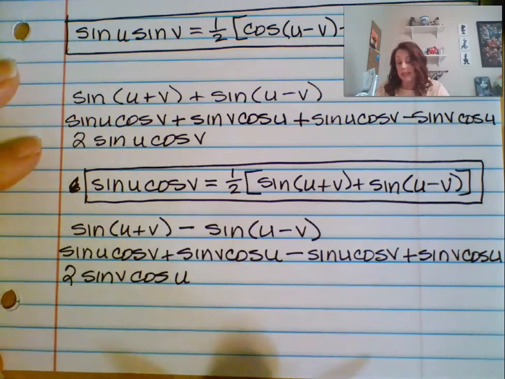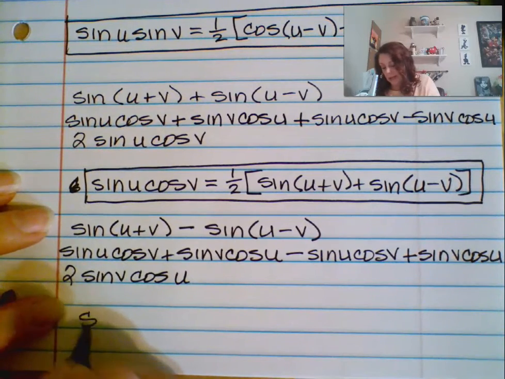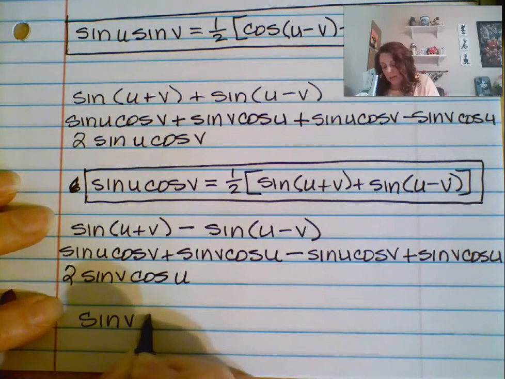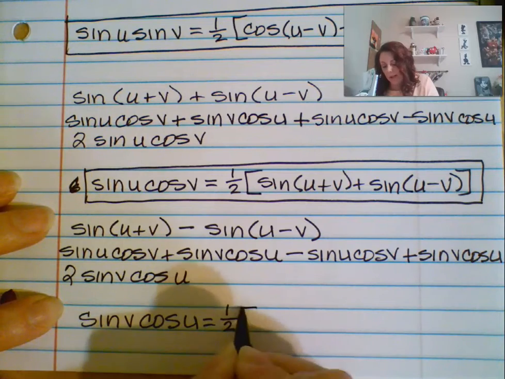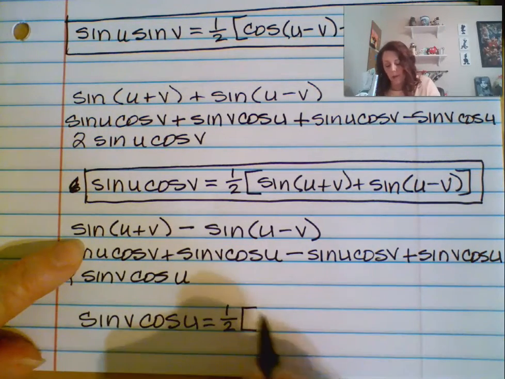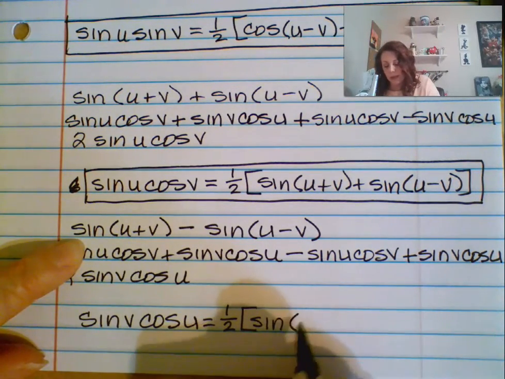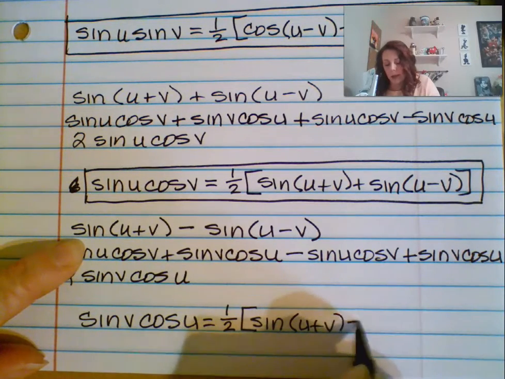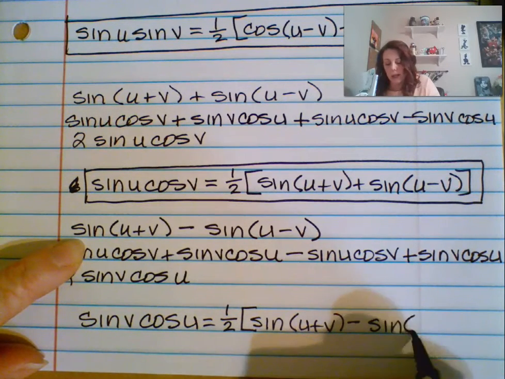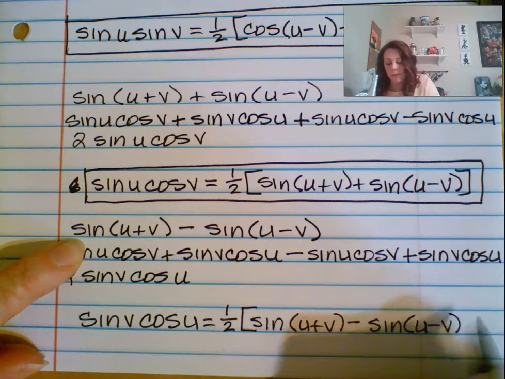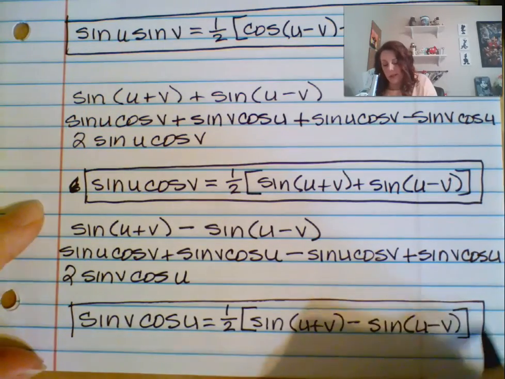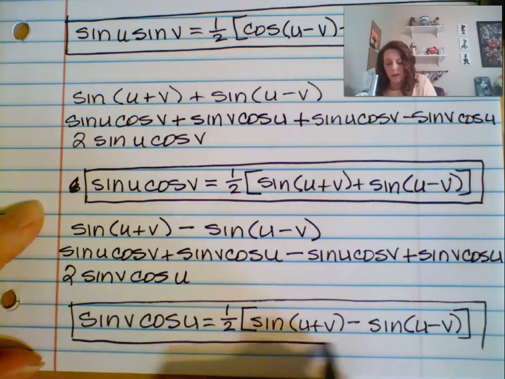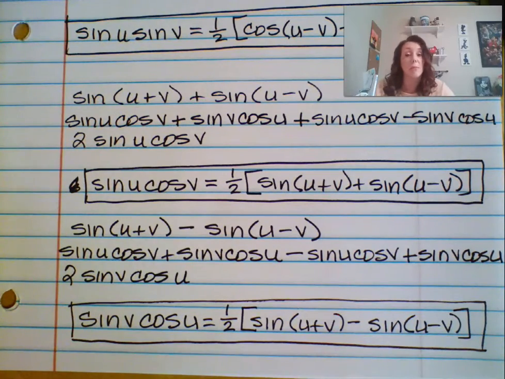So our final identity for the product to sum formula says the sine of v times the cosine of u is equal to 1/2 of this quantity that we began with, the sine of u plus v minus the sine of the quantity u minus v. And that is the development or derivation of the product to sum formulas.